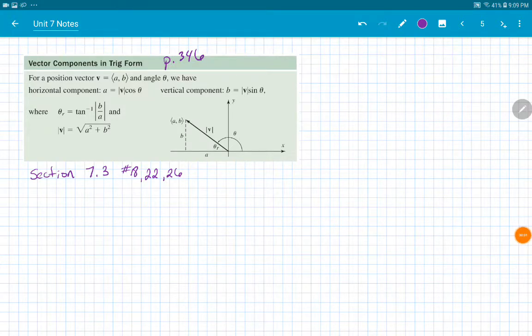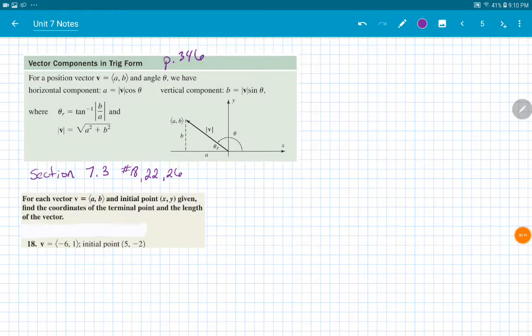All right, in our last video, we left off with this summary box of some formulas. Let's do these three sample classwork problems, 18, 22, and 26, to see how this stuff works. So let's start with number 18.